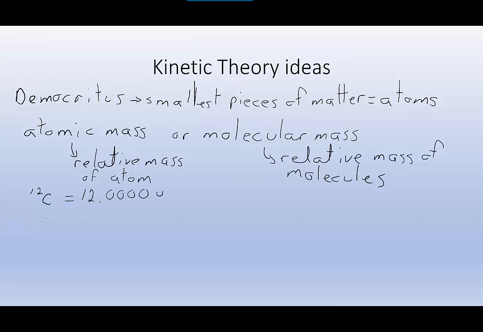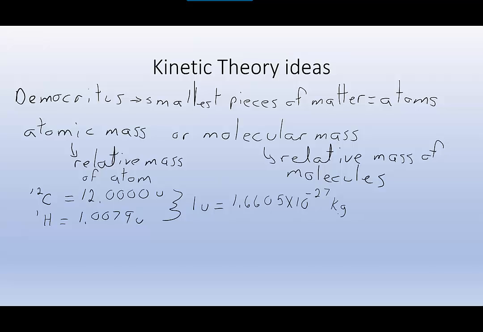Hydrogen-1, based on that, means that hydrogen has an atomic mass of 1.0079 u. Again, hydrogen's mass is based on carbon's mass. Carbon's mass was arbitrarily set. Because of this, we have to somehow have a relationship between a u and a kilogram. And one atomic mass unit is equal to 1.6605 times 10 to the negative 27 kilograms.